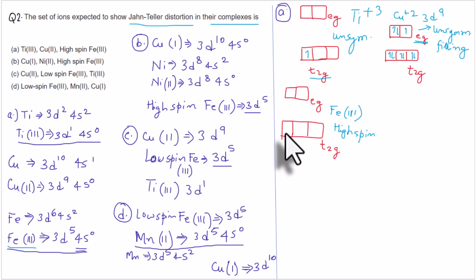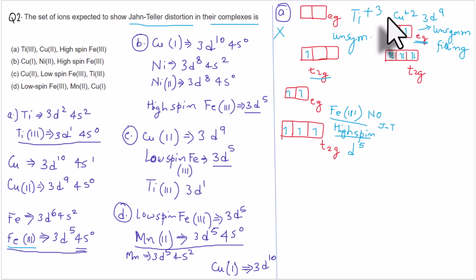So high spin means each orbital will contain one electron each without any pairing. You can see here that for the d5 configuration, we have the high spin d5 configuration. We have t2g also symmetrically filled and eg also symmetrically filled. So in option A, this option will not show Jahn Teller distortion. So option A is neglected.